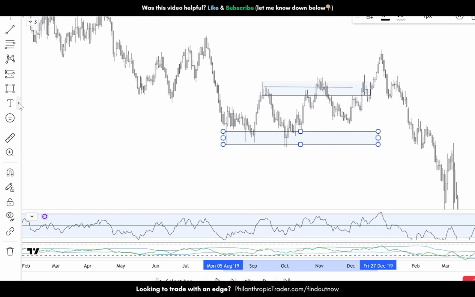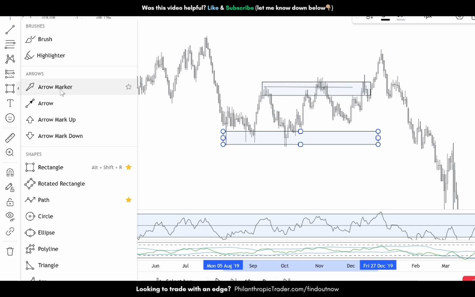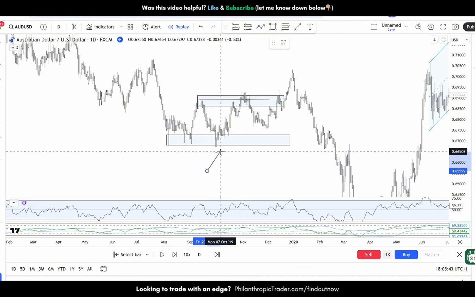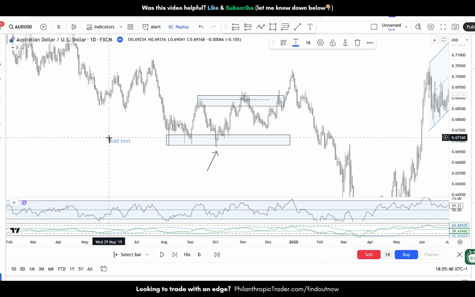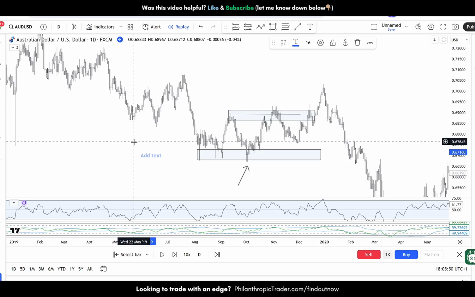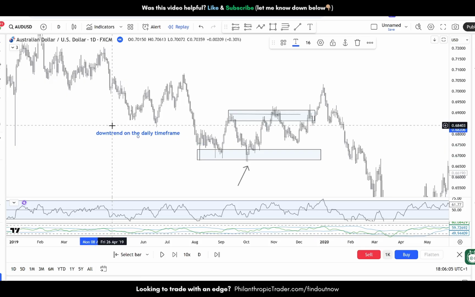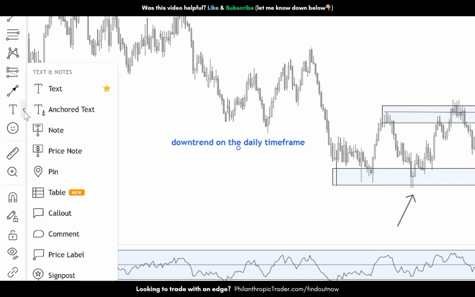And let me see over here, you can use an arrow marker or an arrow, so if you want to point out something, it's easy. And what I also use is over here the text, and you say something like, all right, this is a downtrend on the daily time frame. And some notes for yourself that you can use in which you explain why you took a specific trade. But over here you can also use this one, note, call out, comment.